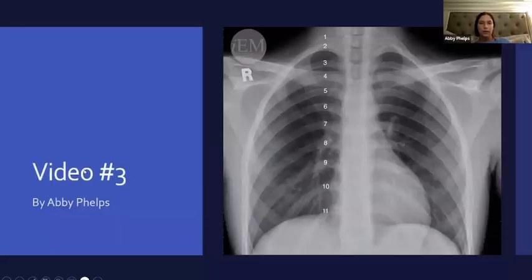All right, and that just covers pulmonary blood flow and how gravity affects the lungs. So, the bottom of your lungs has the most blood flow.